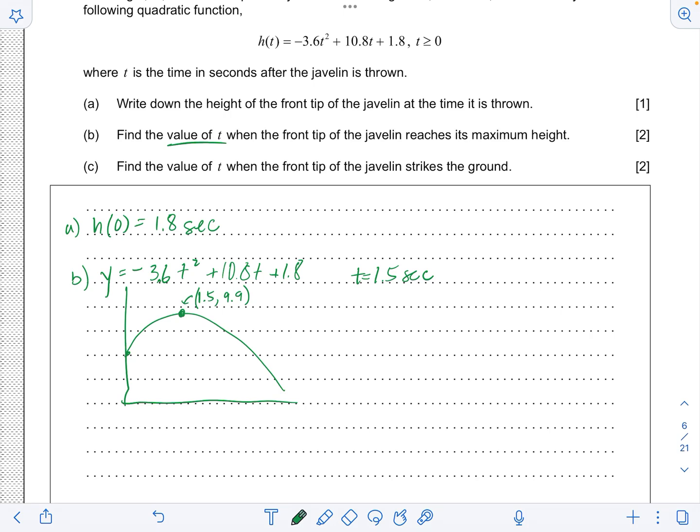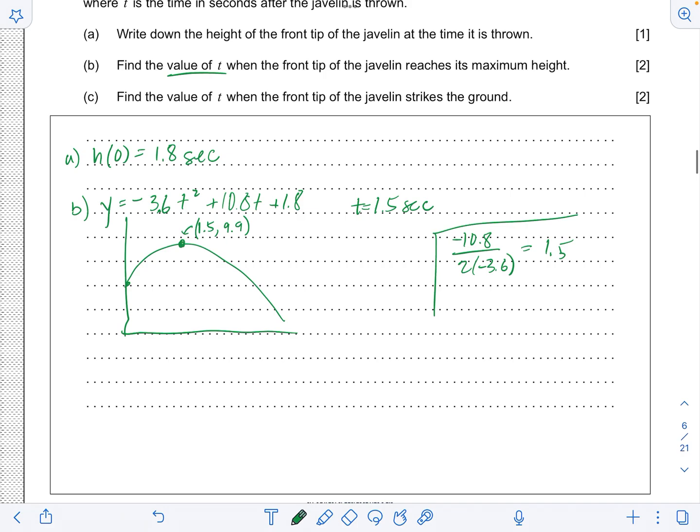You can, by the way, find the max or min of any quadratic by doing negative b over 2a. So as a side note, algebraically you could do negative 10.8 over 2 times negative 3.6, just the b value and the a value. And when you calculate that, you'll also get 1.5. That's algebraically, and the left side here is graphically.